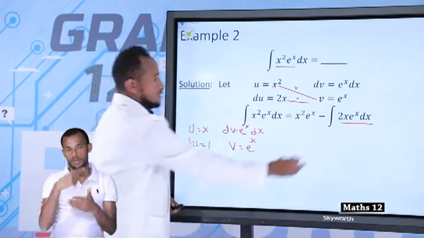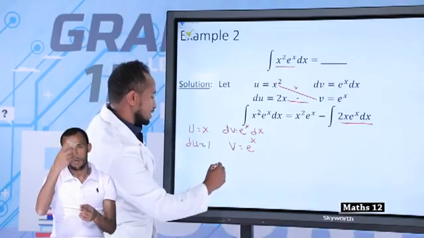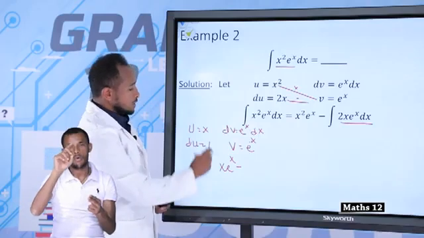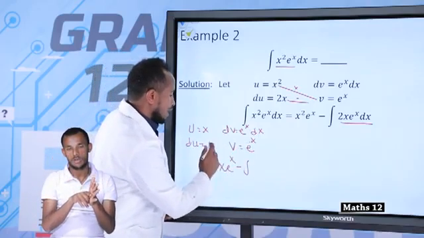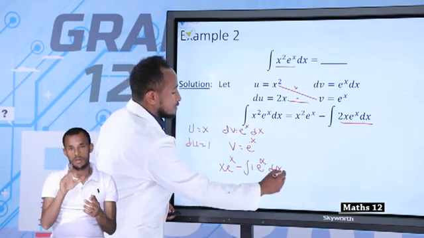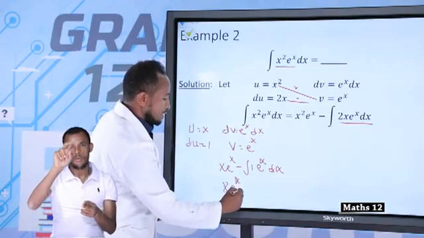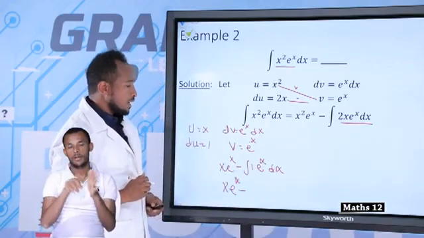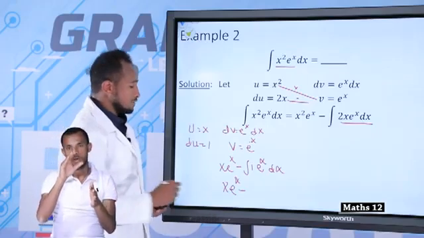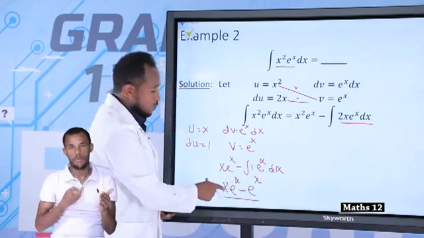Therefore the integral of x times e raised to x dx will be the product of the two, that is x times e raised to x minus the integral of 1 times e raised to x dx. So this will be x times e raised to x minus the integration of 1 times e raised to x, which is e raised to x, since the integration of e raised to x is itself.